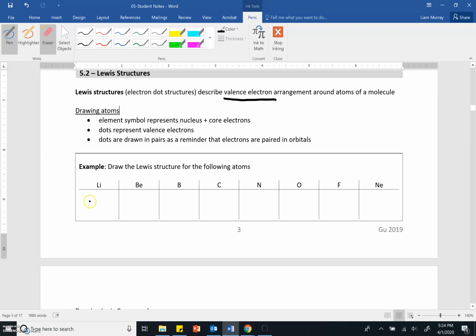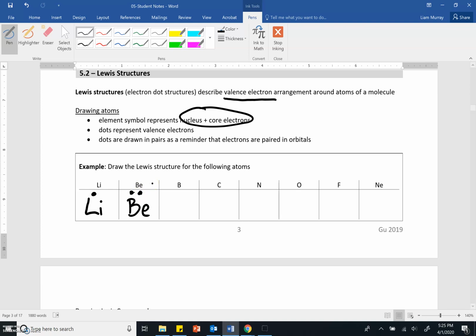If we're to draw lithium, I draw the symbol. That is representing both the nucleus as well as the core electrons. To show the valence electrons, if we look at our trusty periodic table, we see it's in group 1, and we all know that our group 1 elements have one valence electron. So I can show that by drawing just one dot. I move over to beryllium, which is in group 2. It has two valence electrons, so I can show that by drawing two dots.